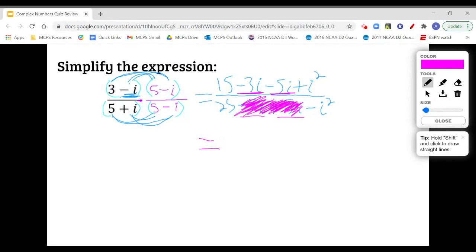Anyways, when I combine the like terms from the numerator, I'm left with 15 minus 8I plus I squared. In the denominator, I have 25 minus I squared. At this point, there are no more like terms to combine, so it is time to replace I squared with negative 1. I'm going to do that in both my numerator and the denominator. I'm going to take my I squareds and replace them with a negative 1.